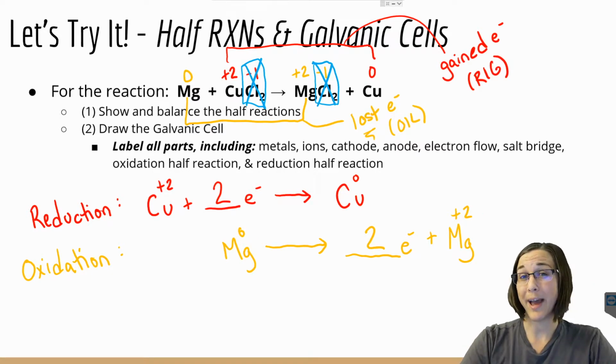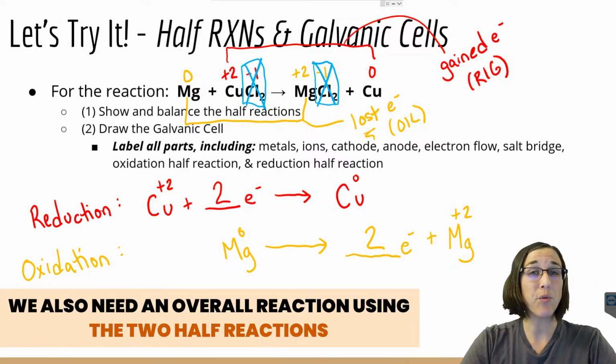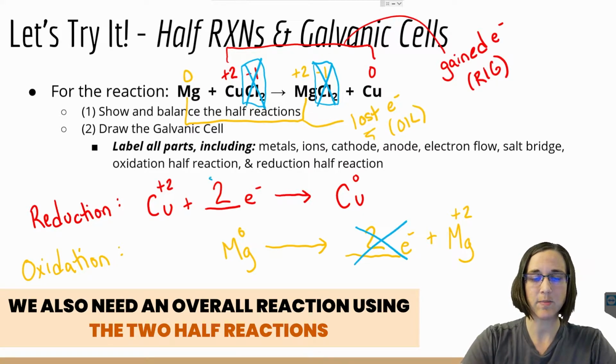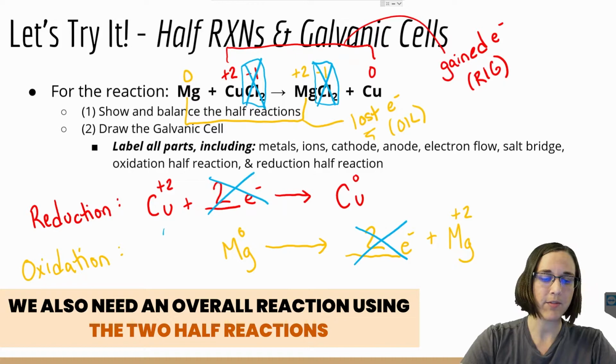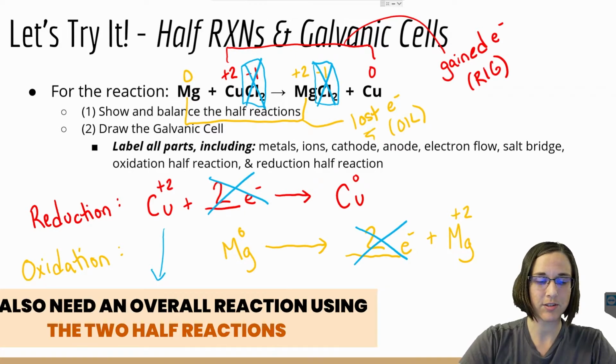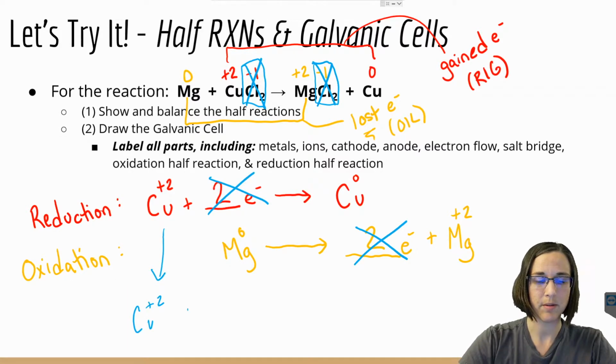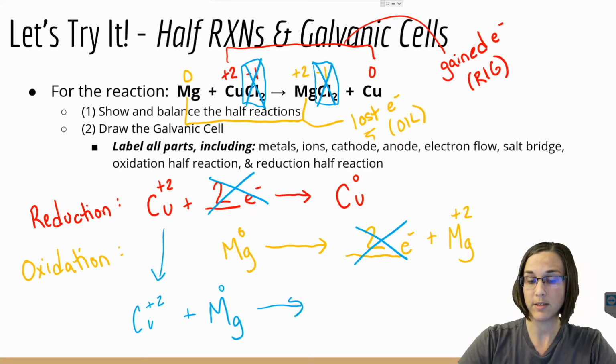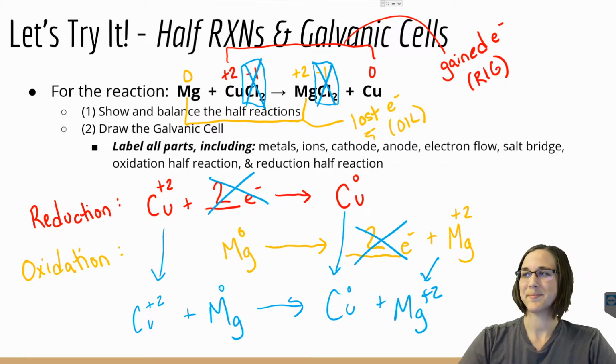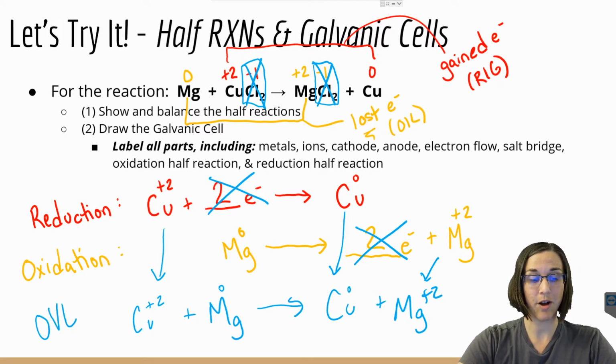Well, those are our 2 half reactions. We also want an overall reaction of what's going on. We see that our 2 electrons cancel because they are the same, and now we can write our overall reaction as follows. Copper +2 plus magnesium 0 charge together forms copper 0 charge, or copper not, plus magnesium +2 charge. And that's the big picture overall what's happening in this redox reaction.